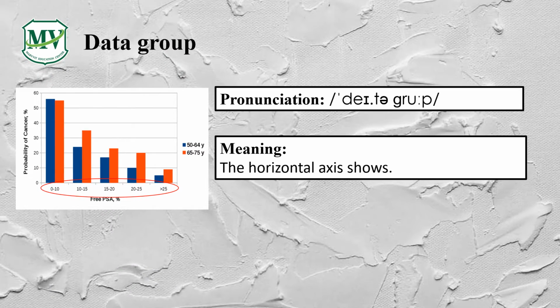Please repeat the word after me. Data group. A data group is what the horizontal axis shows.